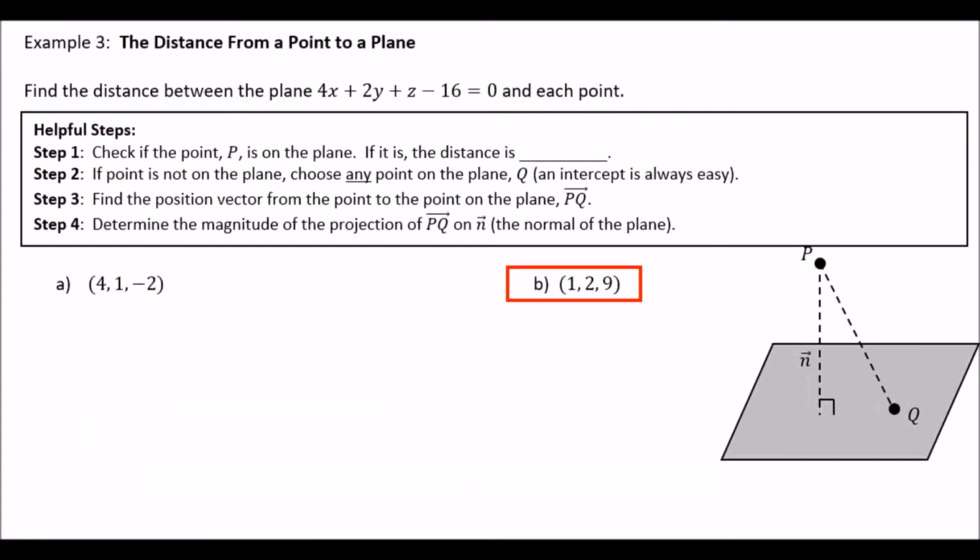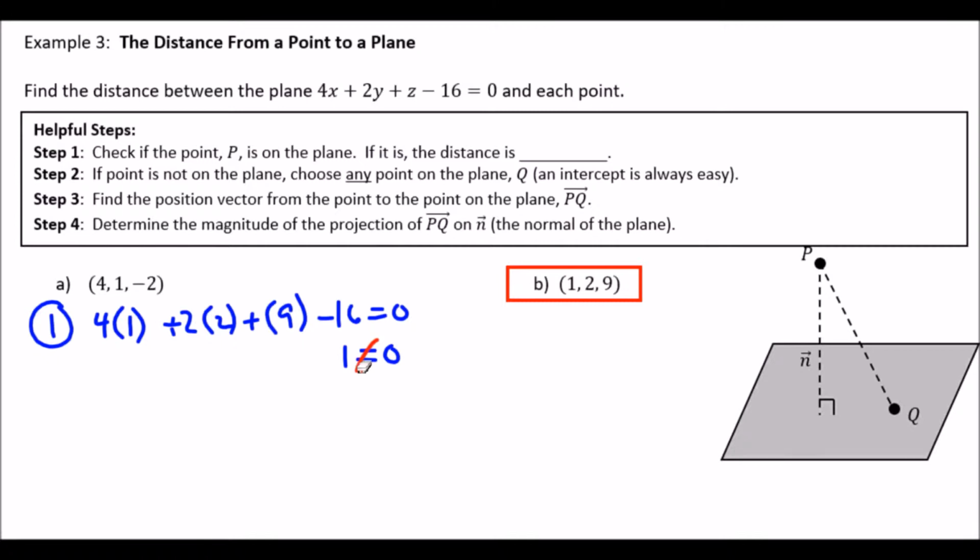Let's try the second one. Second one, again, step 1, check to see if it's in the plane. So here I'm going to have 4 bracket 1 plus 2 bracket 2 plus 9 minus 16 equals 0. So here I get 4 plus 4 is 8 plus 9, 17 minus 16, so that's 1 is equal to 0, which of course is not true. So that means the point is not on the plane, so I can go to step 2.